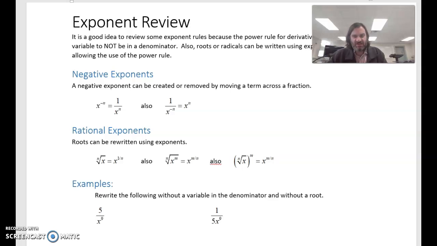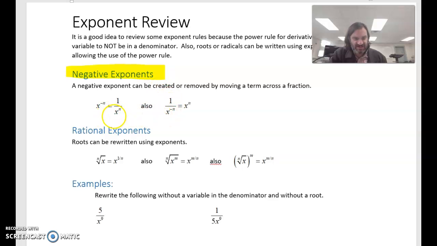So in looking at the power rule, it's very nice to have things written as a power or an exponent. And we didn't see anything that dealt with a fraction. We had fractional exponents, but not a fractional base. So let's go back through exponents a little bit here. And I want to remind you of negative exponents.